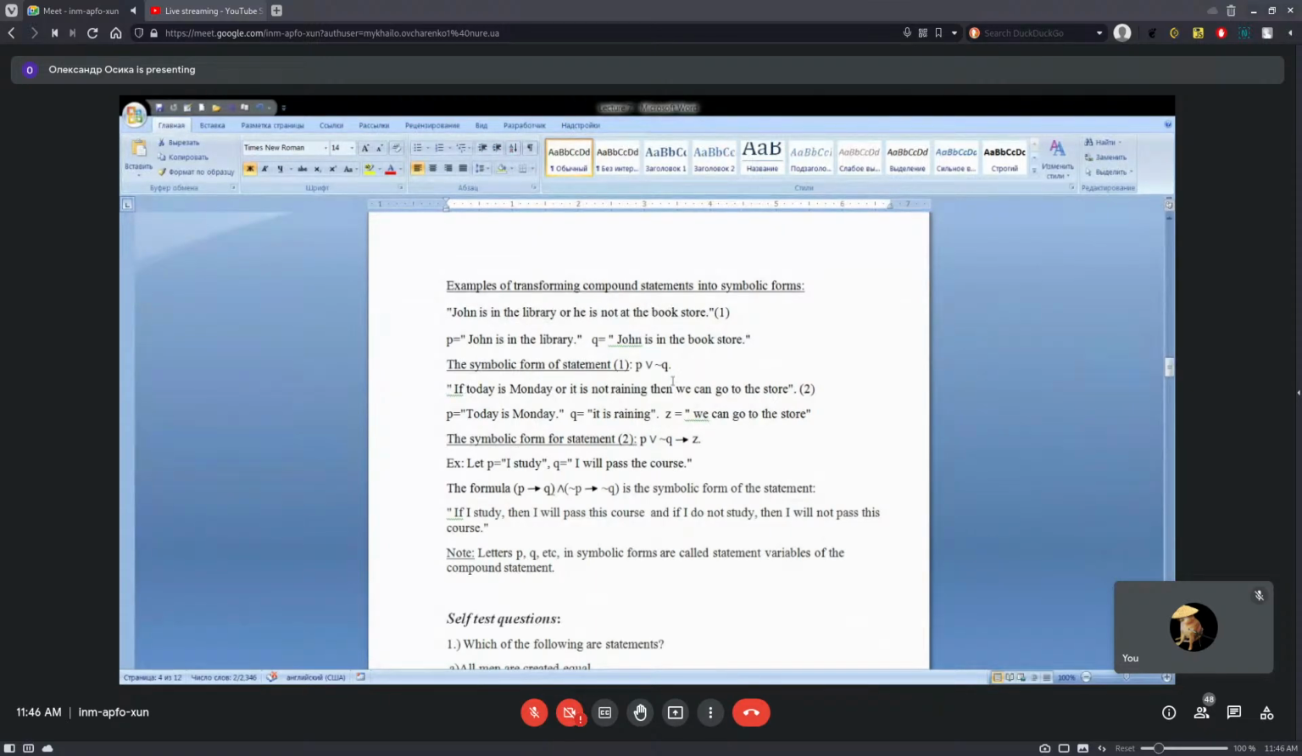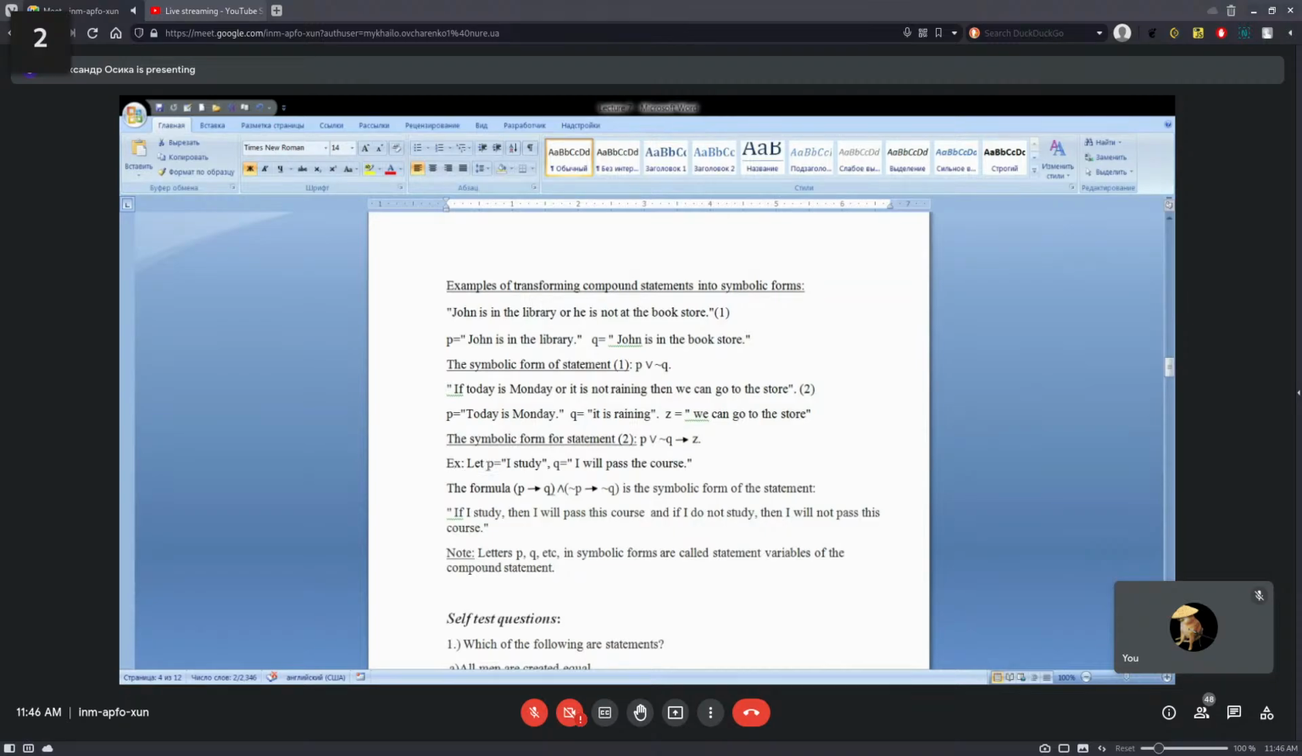Then the symbolic form of this statement is as follows: P or not Q implies Z. Z, they say Americans, Z, English people. Maybe not now, but when I was taught English, they said Z. Example.